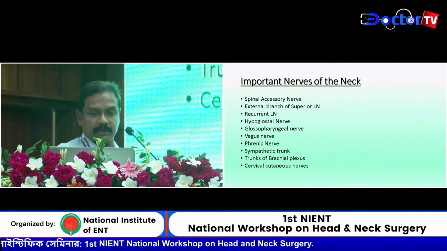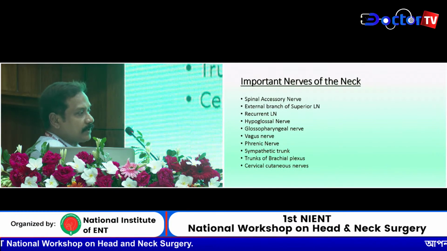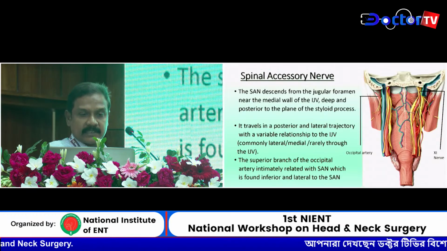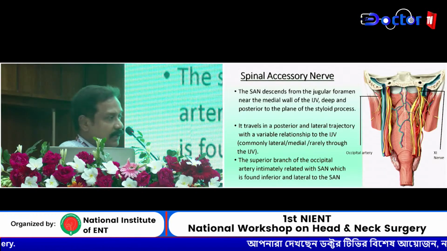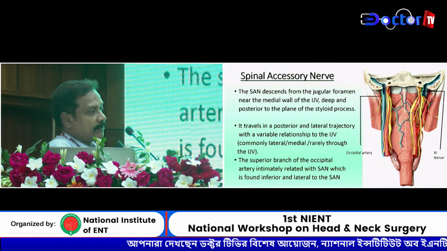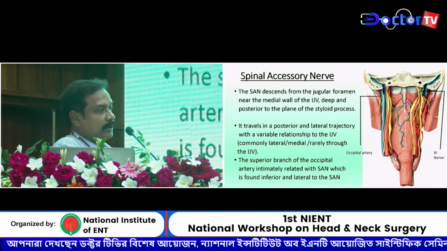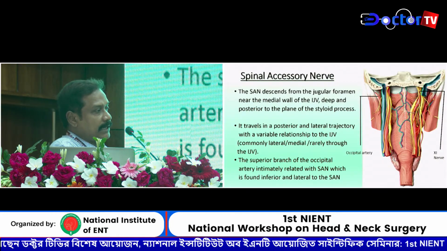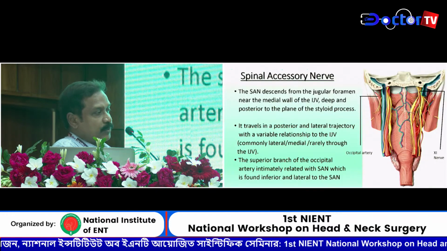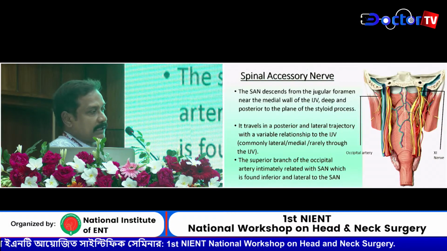Now the important nerves of the neck: the spinal accessory nerve, external branch of the superior laryngeal nerve, recurrent laryngeal nerve, hypoglossal nerve, and so on. I will just touch on the spinal accessory nerve, which is very important for us head and neck surgeons. The spinal accessory nerve descends from the jugular foramen near the medial wall of the internal jugular vein, deep and posterior to the plane of the styloid process. The superior branch of the occipital artery is intimately related with the spinal accessory nerve.